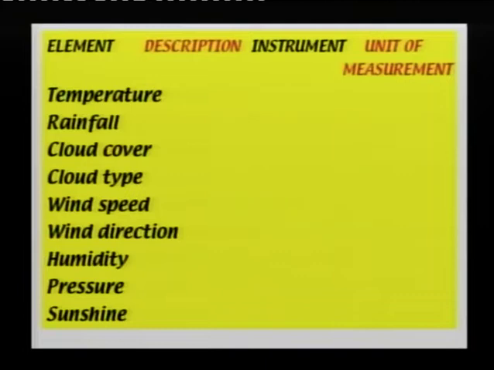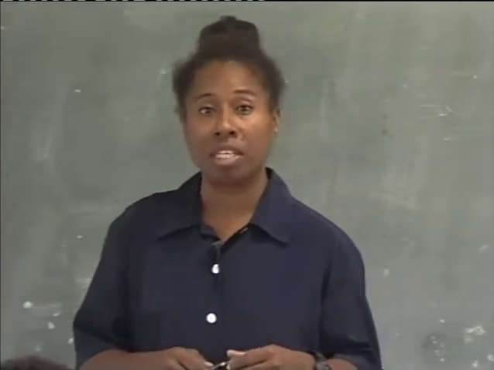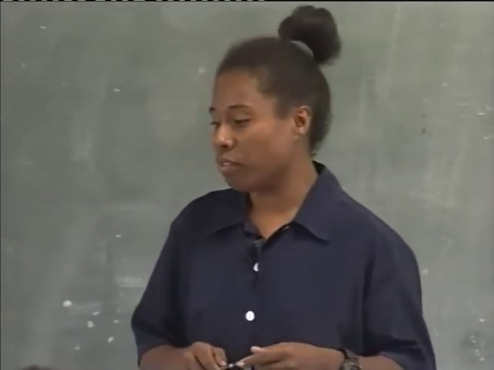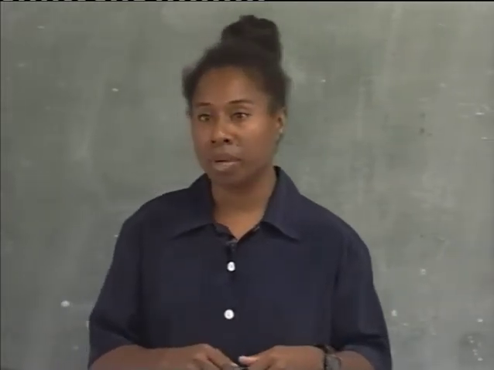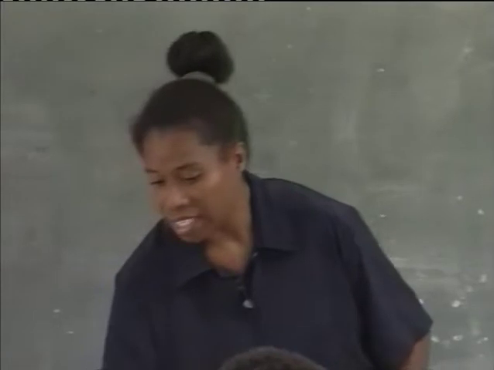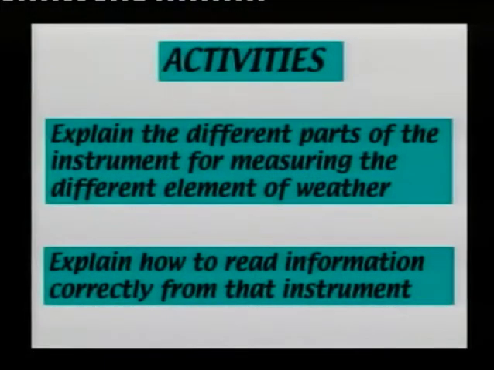We also looked at the instruments that are used for recording and measurement of those different elements, as well as the different units of measurement for those different elements of weather. You were given a task, and the activity you were supposed to have completed was, in your groups, to explain the different parts of the instrument that are used for measuring the different elements of weather. We had 9 groups, and the 9 groups covered each of those different elements.